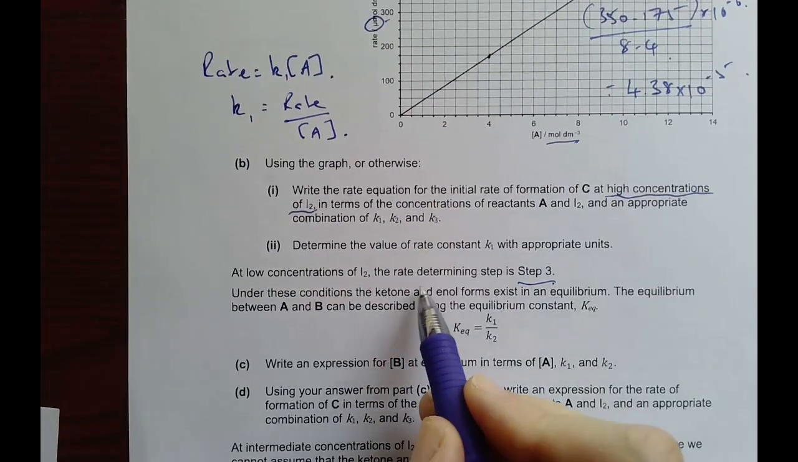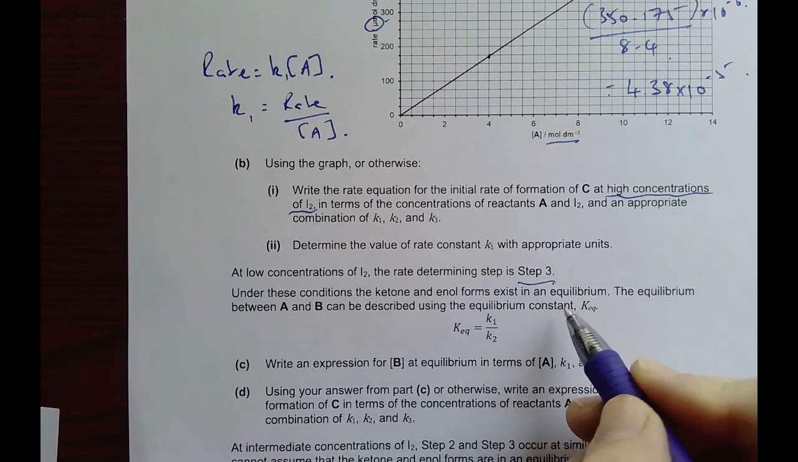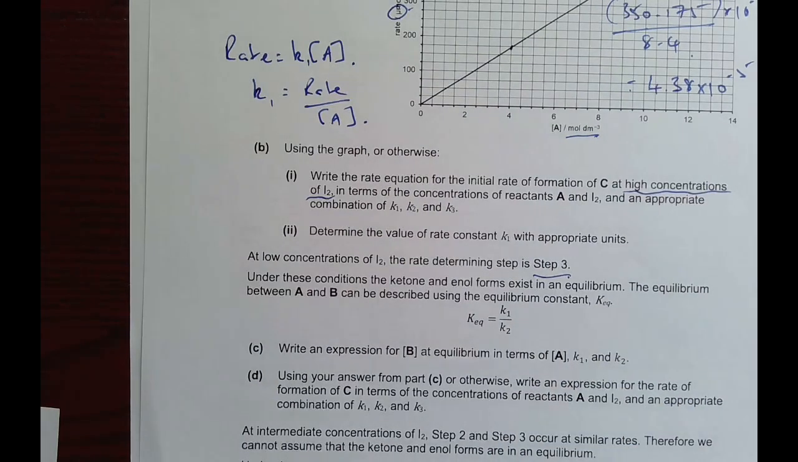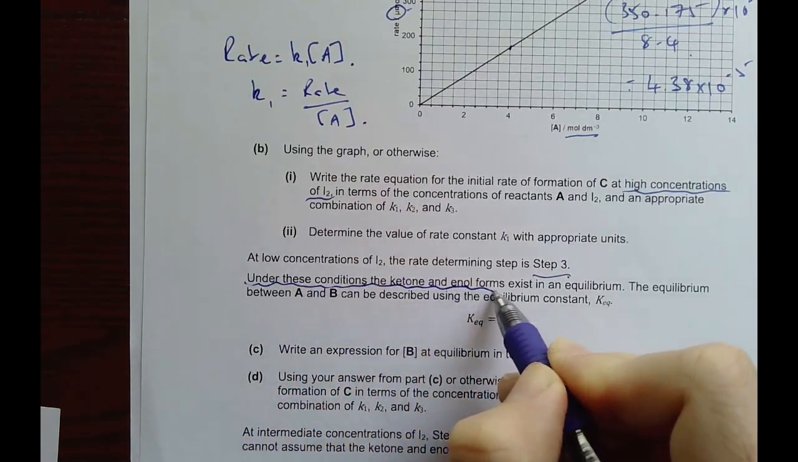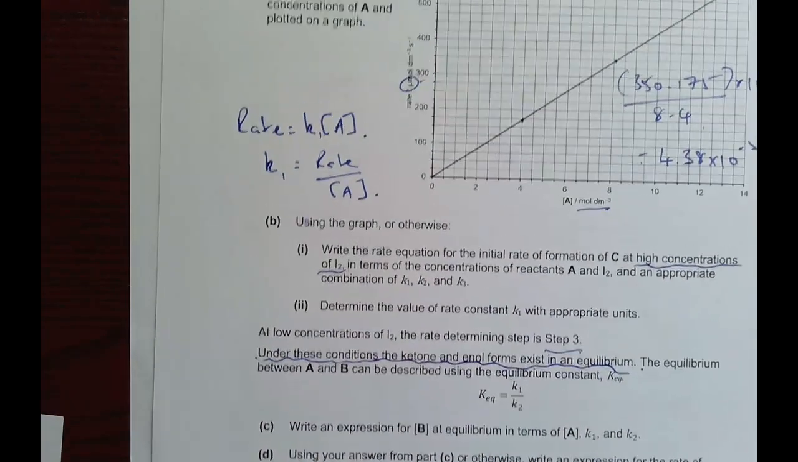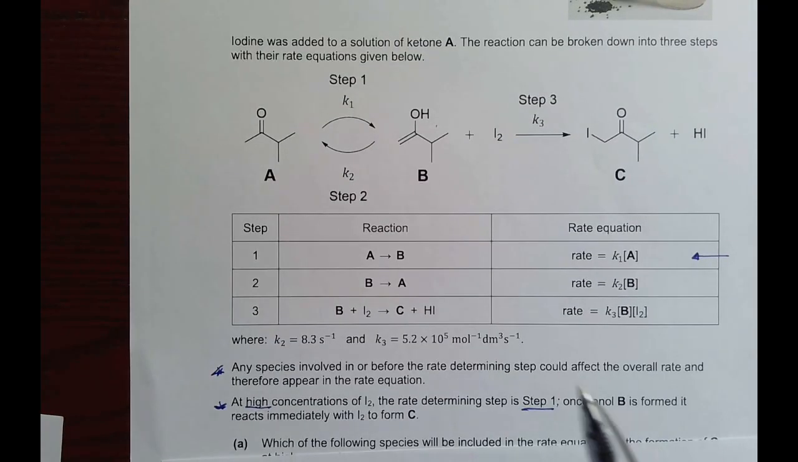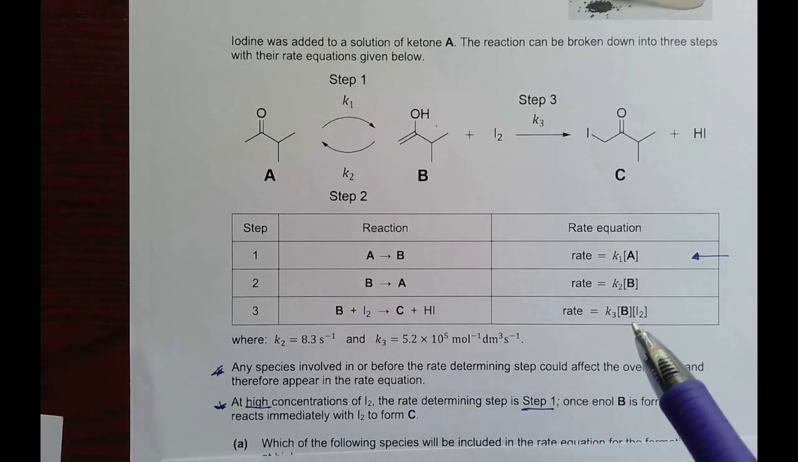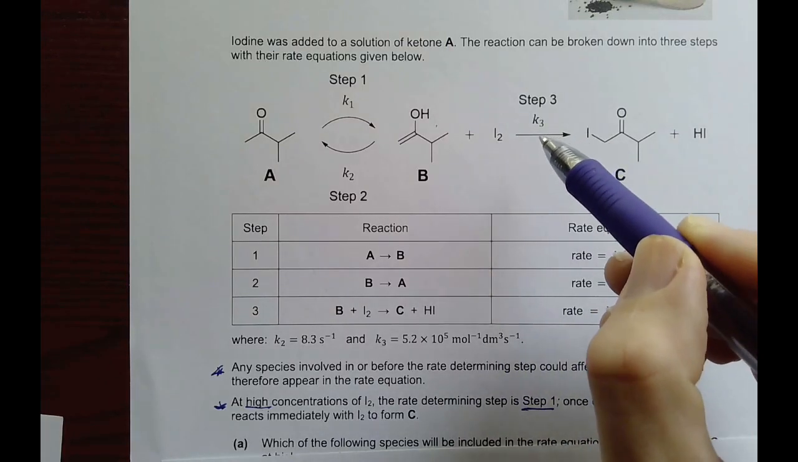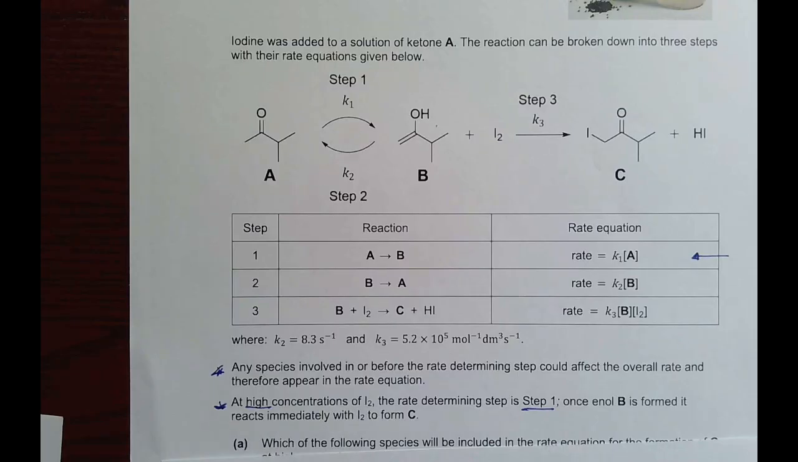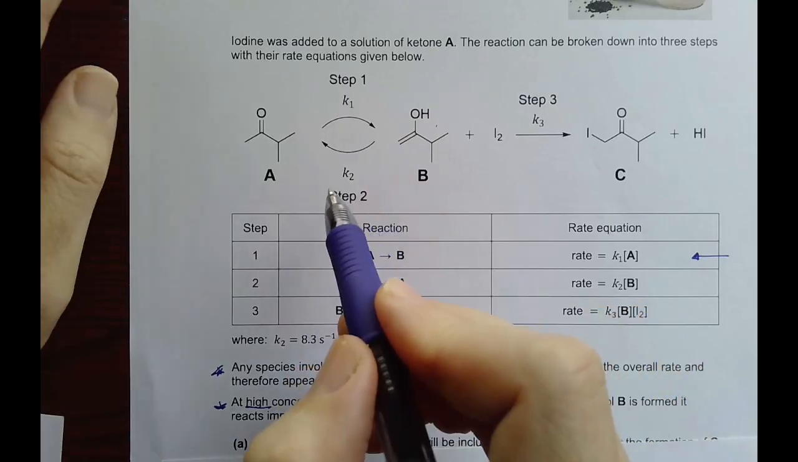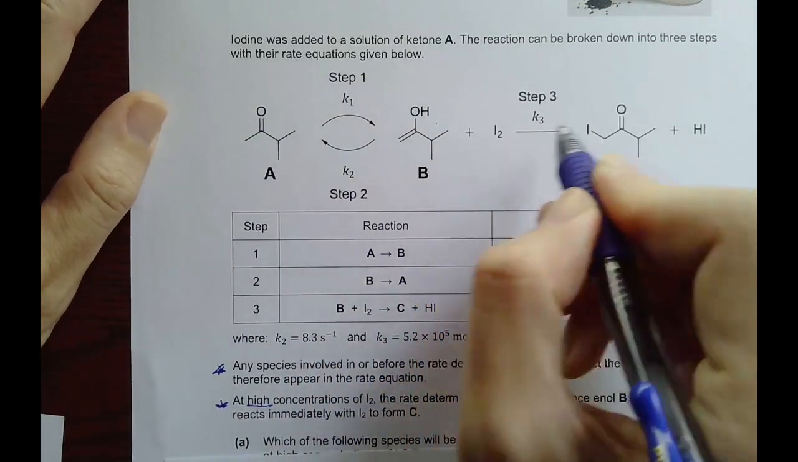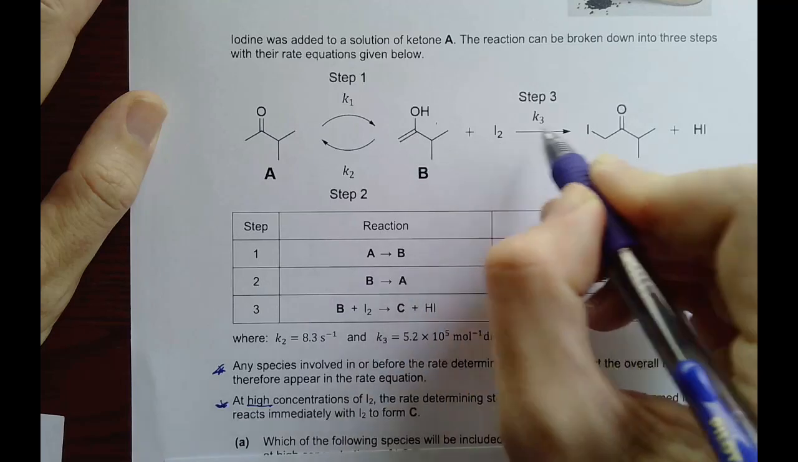Under these conditions, the ketone and enol forms exist in an equilibrium. So understanding this statement here is key to understanding the rest of the question. I'm just going to spend a little bit of time explaining what they're talking about. If we have high iodine concentrations, then step 1 is the rate determining step, okay? Because step 3 here is really, really fast.